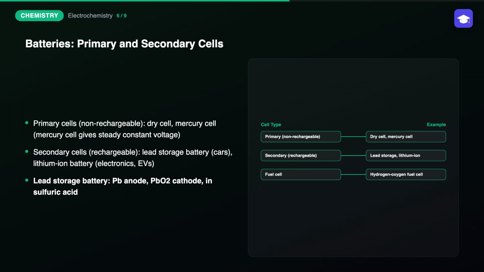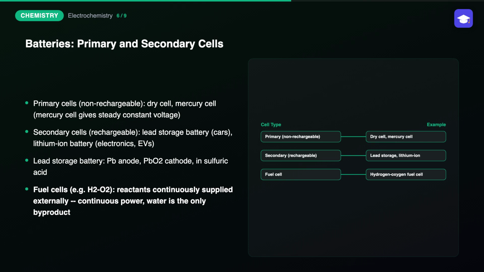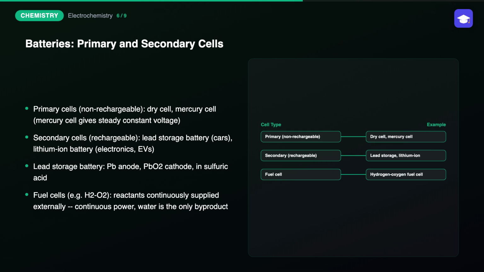Fuel cells, like the hydrogen-oxygen fuel cell, differ fundamentally from both primary and secondary batteries, since the reactants, hydrogen and oxygen gas, are continuously supplied from outside the cell rather than being preloaded and stored internally. This allows continuous electrical power generation for as long as fuel keeps being supplied, with water as the only waste byproduct, making fuel cells a notably clean, environmentally attractive power source.